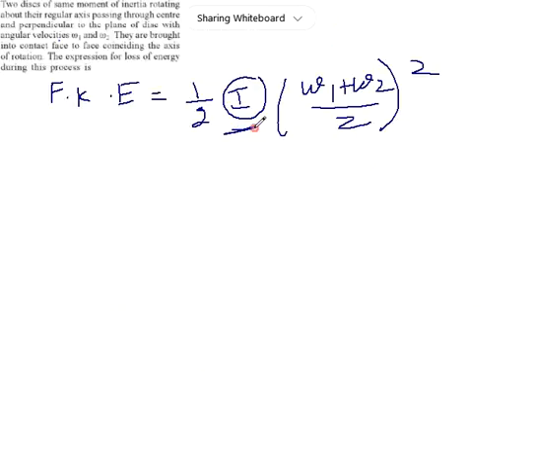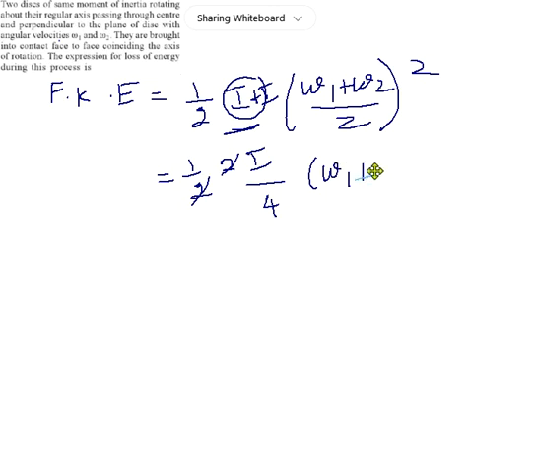We have written only the I over here, but it is going to be for the two discs together, right? So I plus I we must write. I plus I is nothing but 2I, right? So 1 by 2 into 2I, so that this 2 and this 2 will get cancelled. So what answer are we going to have over here? I by 4 into omega 1 plus omega 2 the whole square. So this is our final kinetic energy.